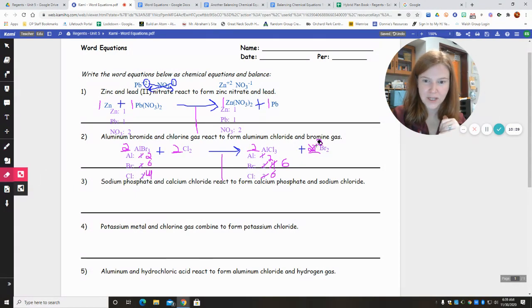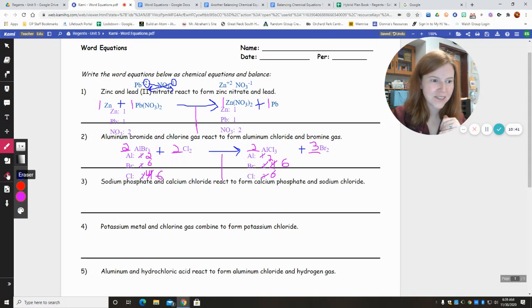Actually, let me see if I can erase just to make that less of a mess. Okay. So that must be a 3. Same thing's going to happen with the chlorine. I want to have 6 chlorine on my reactant side, which means this is not a 2. It must be a 3. Okay. So a lot going on there, guys.